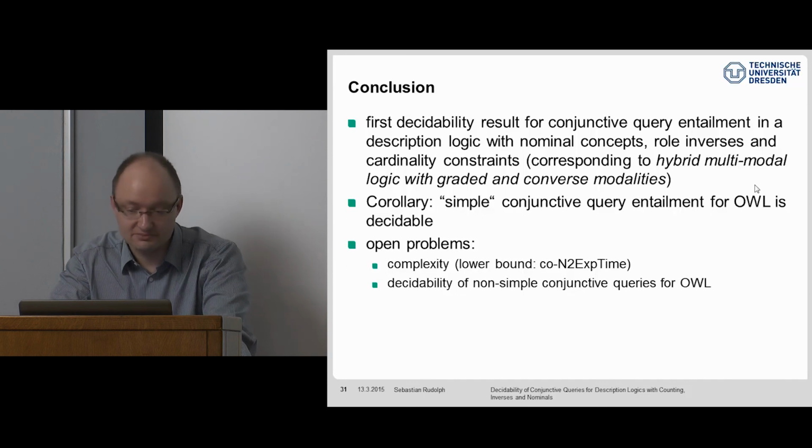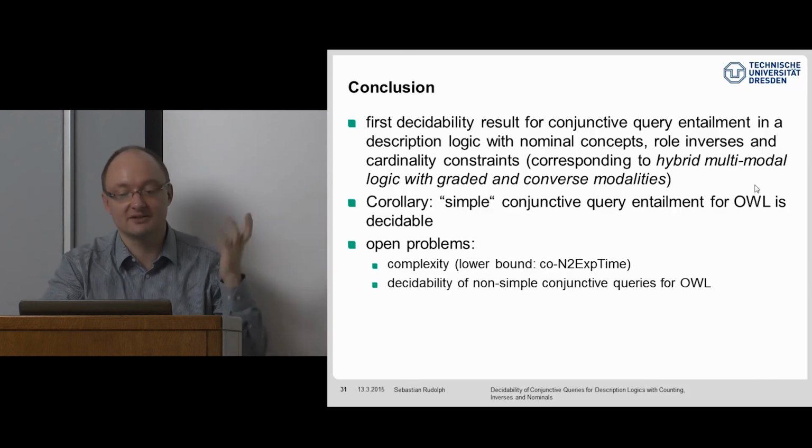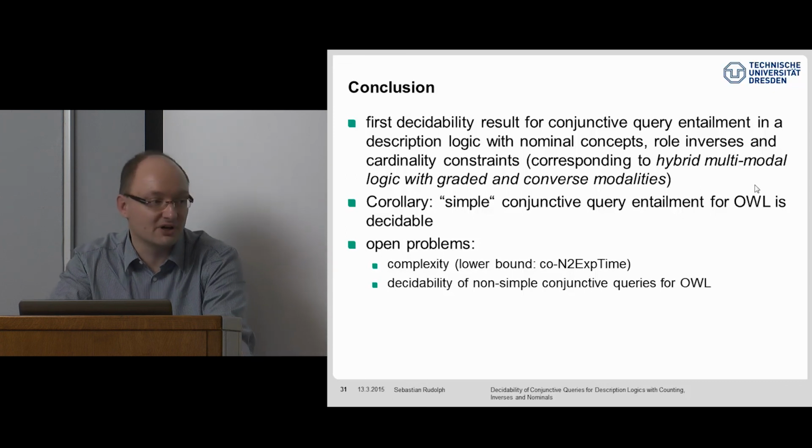But when we focus on a certain type of queries which do not have transitive edges in their query pattern, then we can do it for OWL as well. So then we would have shown for what we call simple conjunctive queries, it's decidable. For non-simple, we don't know yet. It could still be undecidable.